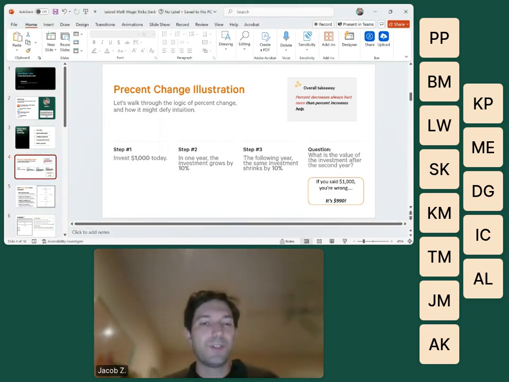So let's start with percent change, because I think this is a good example of how these exams try to use your intuition to trick you. So let's walk through the logic of this first. Let's say you have $1,000 invested today. And in 1 year, the investment grows by 10%. The next year, the same investment shrinks by 10%. What is the value after the second year?